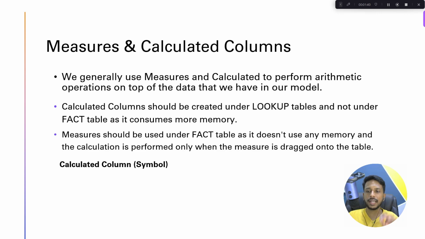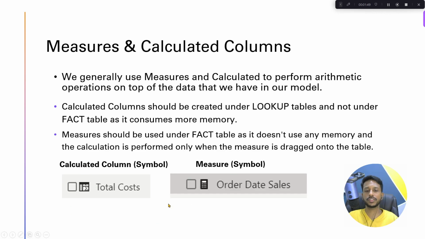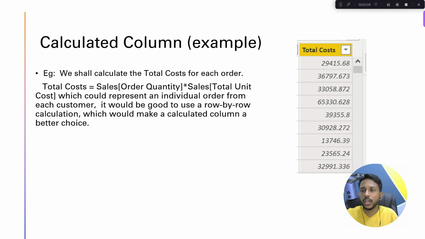And then the calculated column symbol looks like this. Please note this. Whereas the measure symbol is like this. We already saw a measure, right? We have created a measure, so that looks like this. Else, a calculated column looks like this. All right, so let us continue with the calculated column.